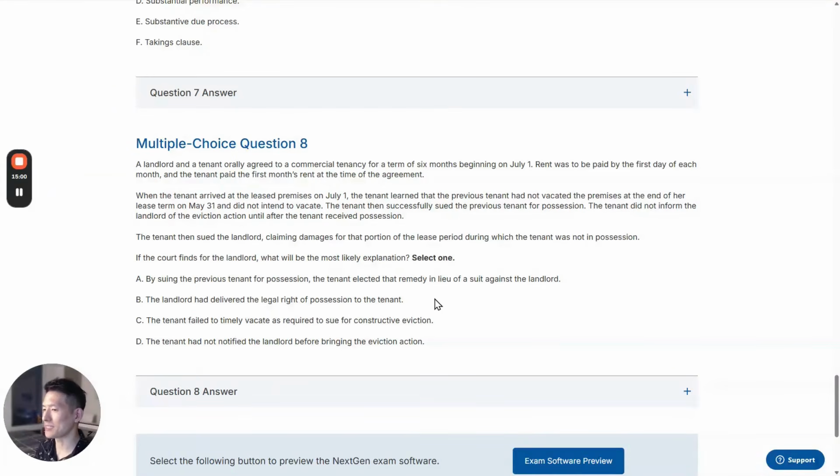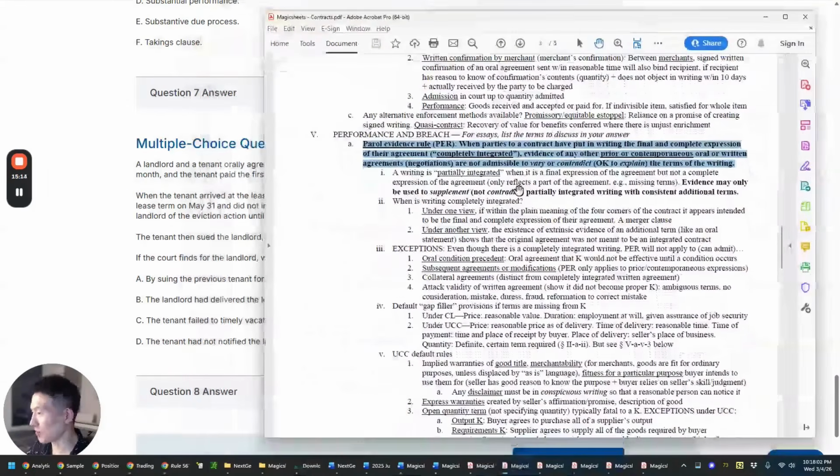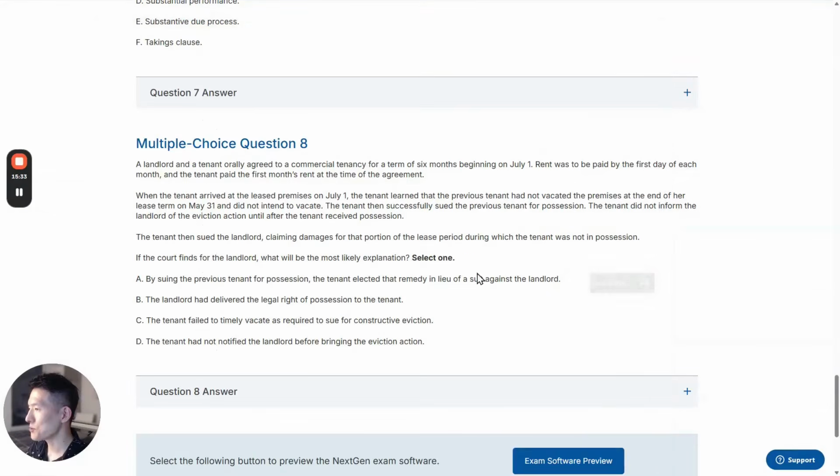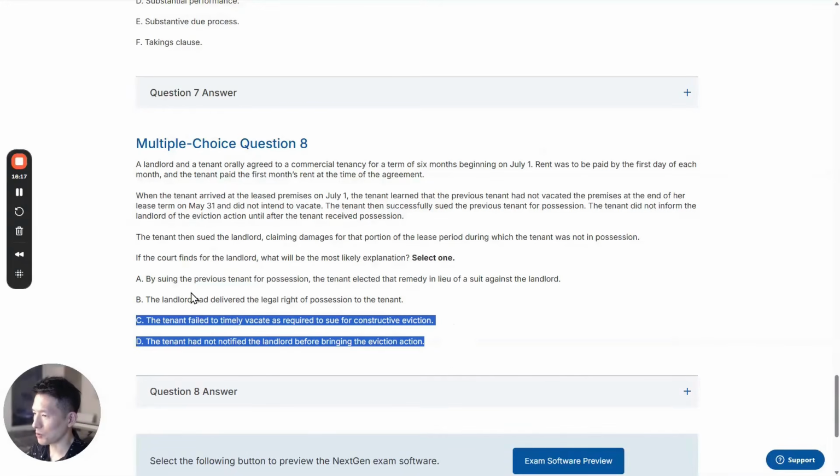We don't know the exact mechanism that the court found for the landlord, but what's the most likely explanation? If we had to assume that whatever happened, the landlord won for some reason, maybe there was some other additional fact that says that possession of premises has been delivered to the tenant. Maybe the transfer of the legal right to possess still satisfied the obligation to deliver possession. C and D are out.